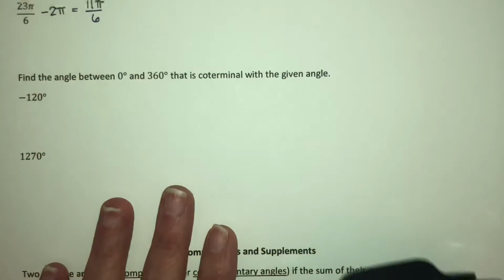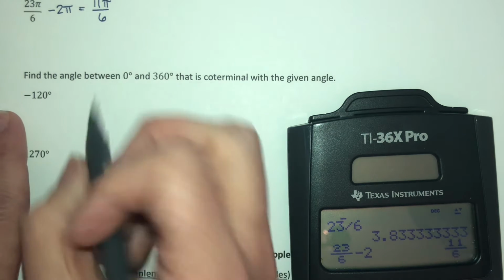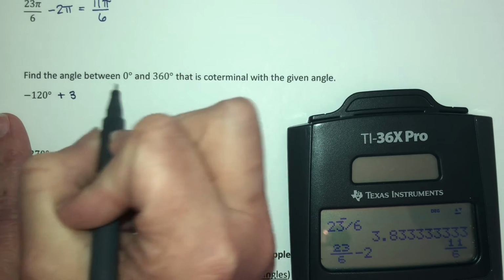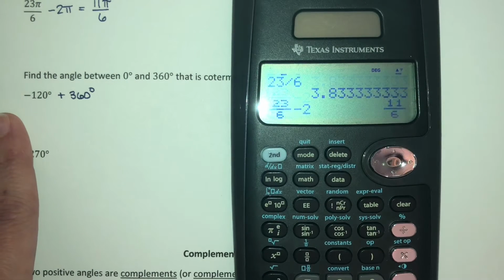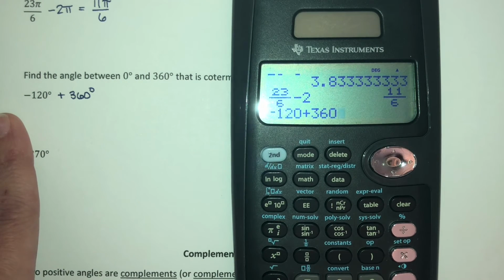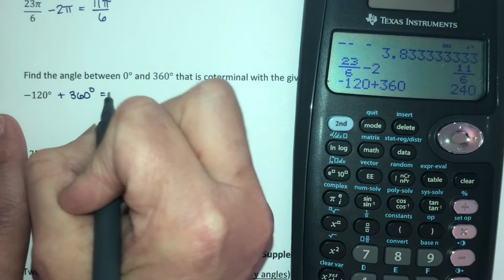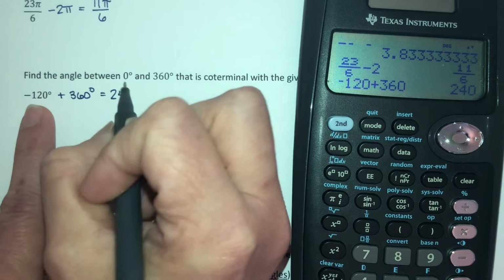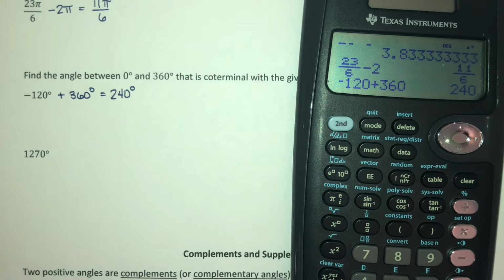Now we're going to do the same thing here, but with degrees. So instead of adding or subtracting 2 pi, we're going to add or subtract 360 degrees. If you're given a negative angle, you're going to add, because we want to get it positive. So add 360, and you get 240, which is between 0 and 360. So negative 120 degrees is coterminal with 240 degrees.